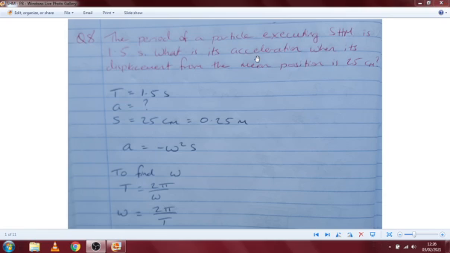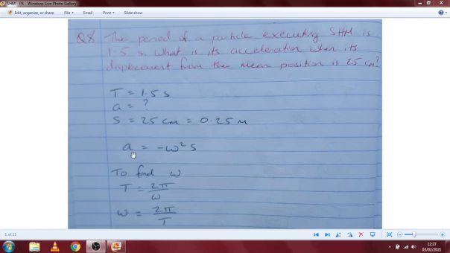Finally, question 8 tells us the period of a particle executing simple harmonic motion is 1.5 seconds. What is its acceleration when its displacement from the mean position is 25 centimeters? Again, they'll use lots of these different terms: mean position, equilibrium position, maybe the center of gravity, the natural position, whatever they use. Don't get too caught up. It's just the mean position, the average position, the middle, so to speak. So I'm told the period is 1.5 seconds. I'm asked for the acceleration and I'm given my displacement. So I'm only given those three terms.